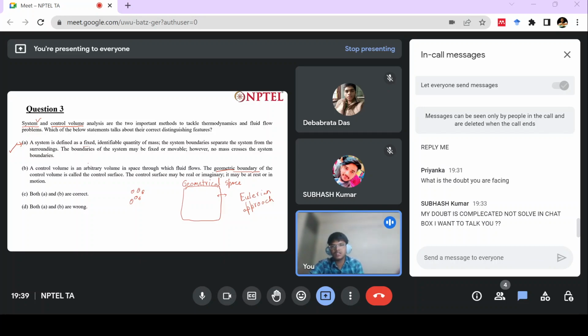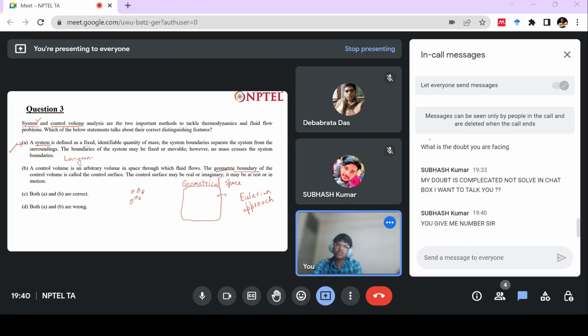And what is the other thing? Like if we are using a system, what is it called? It's called a Lagrangian approach. So if we are using a system, if we are following a bunch of particles, then that's called a Lagrangian approach. This is basically an approach used to solve fluid mechanics problems.